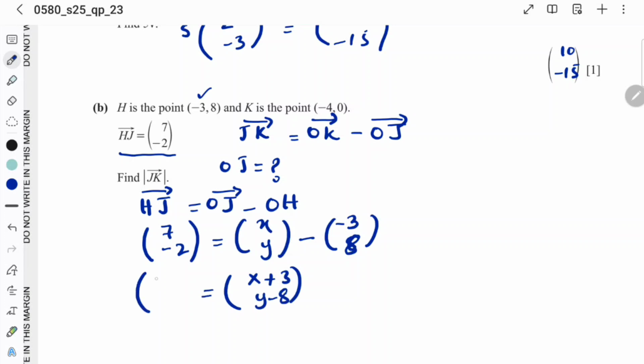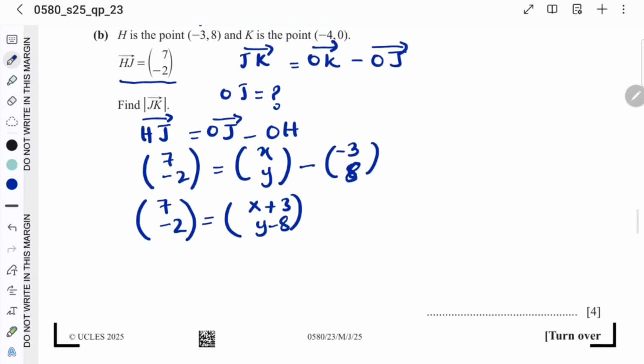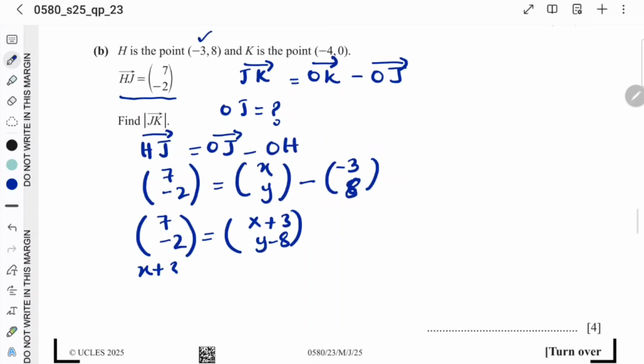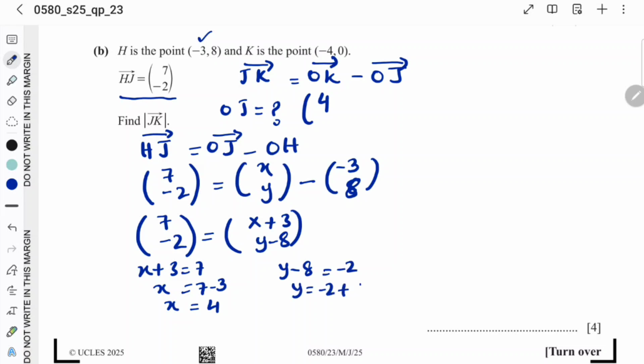You can do it this way also. 7 minus 2. So x plus 3 is equal to 7. That is, x is equal to 7 minus 3, which equals 4. So x equals 4. And you have y minus 8 is equal to minus 2. y is equal to minus 2 plus 8, which is equal to 6. So that is 6. It means that 4, 6 is the value for OJ.